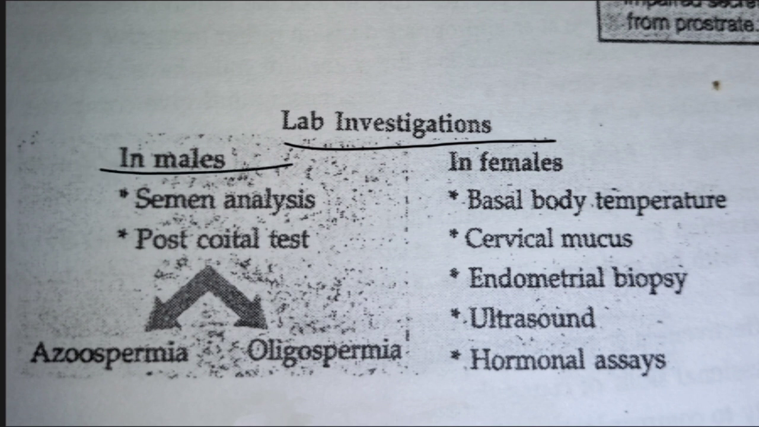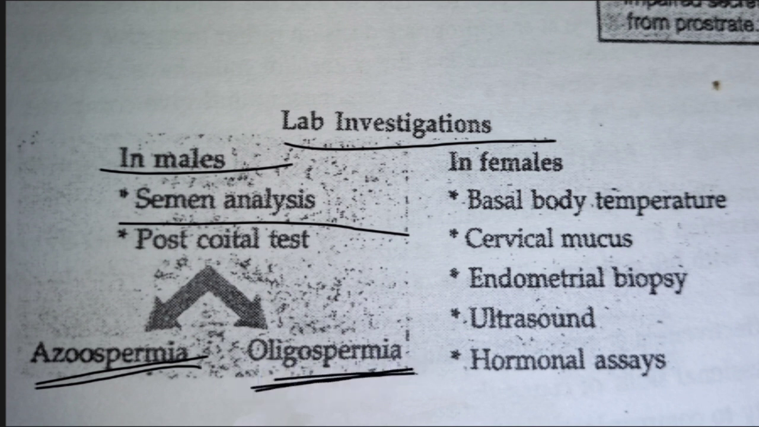For male we will perform semen analysis. In semen analysis we have two conditions, azoospermia and oligospermia. Azoospermia means absence of sperm. Even after ejaculation, there will be no sperm. Oligospermia is when after ejaculation only a small amount of sperm is released, that is, a low sperm count. Next, in females, we will see the basal body temperature and cervical mucus release.